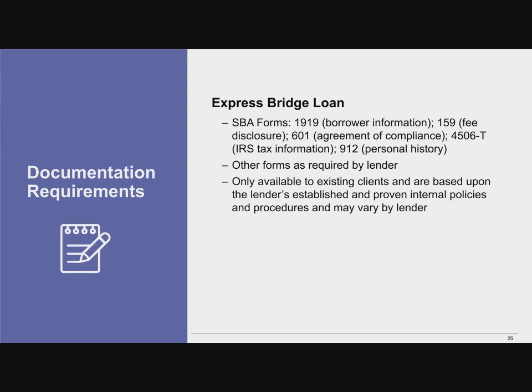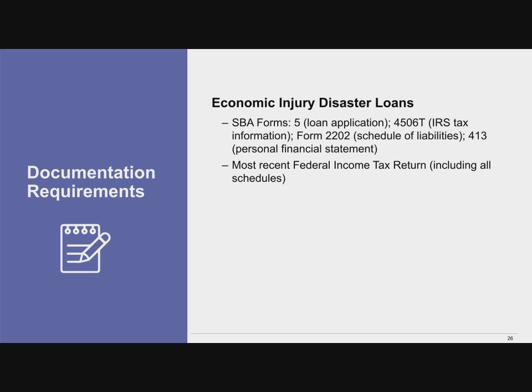Okay, the Express Bridge Loan, a lot of the same in terms of what you need. There's a Form 1919, and that's really more of a borrower information form as well as a lot of eligibility questions. You're going to see questions on there about the type of business you are, those types of things. There's a few other forms that Chuck had mentioned earlier that are available for that as well.